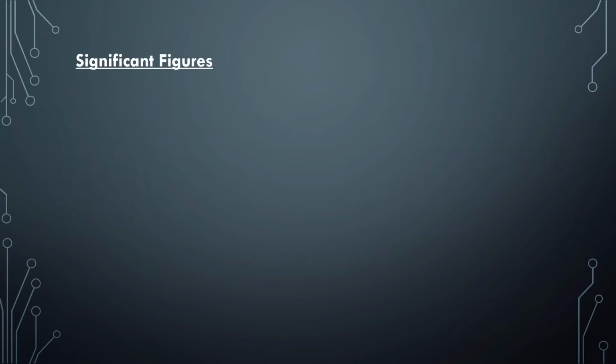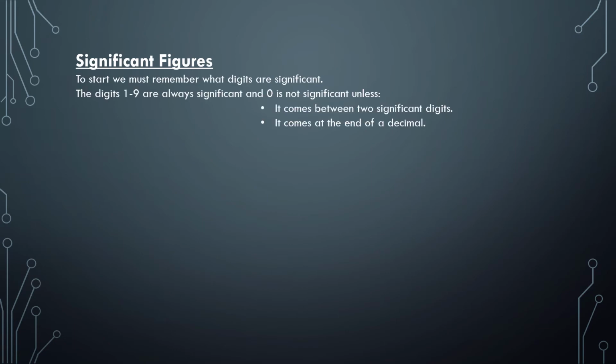Next thing we need to look at are significant figures, and these are probably things that we've had a lot less experience with. So when we're looking at it, we need to try and remember what digits are significant. The digits 1 to 9, or 1, 2, 3, 4, 5, 6, 7, 8, 9, are always significant. And 0, as a rule, is not significant unless it either comes between 2 significant digits or it comes at the end of a decimal. So let's have a look at some examples.